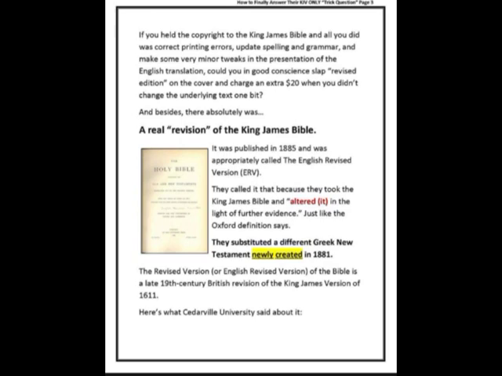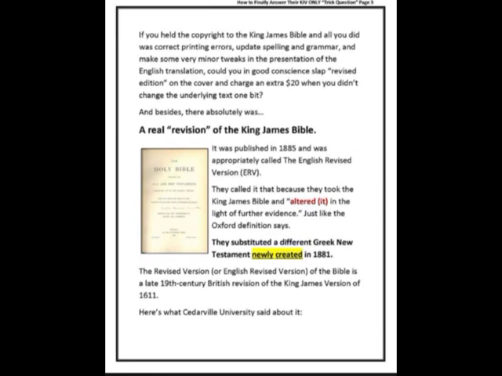And besides, there absolutely was a real revision of the King James Bible. It was published in 1885 and was appropriately called the English Revised Version, that is ERV. They called it that because they took the King James Bible and altered it in the light of further evidence, just like the Oxford definition says. They substituted a different Greek New Testament newly created in 1881.